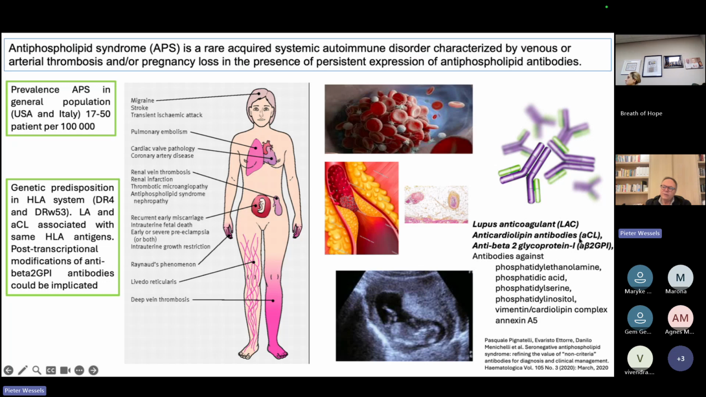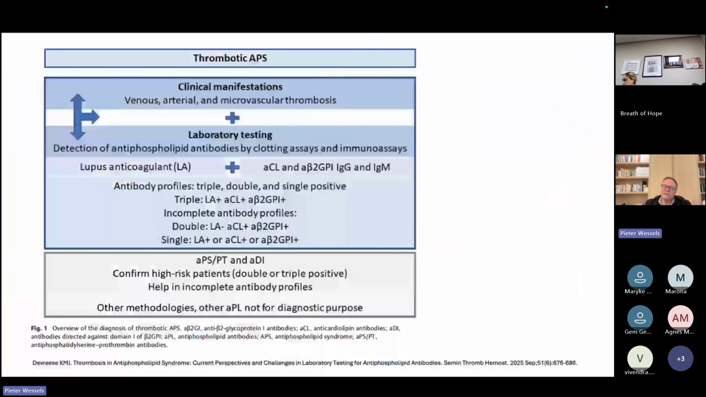And there we see these antibodies. We can have a lupus anticoagulant, which is really a clot-based assay, anticardiolipin antibodies, and anti-beta-2 glycoprotein antibodies. These antibodies are directed against the phospholipids, but then various other ones, and that's why people say maybe we should look at this and reclassify and not use the standard classification. But this is the revised Sapporo way of confirming antiphospholipid syndrome.